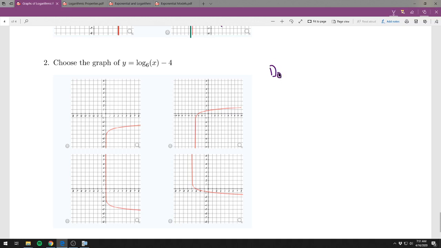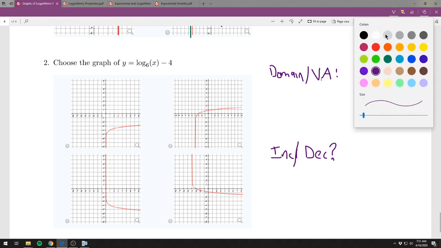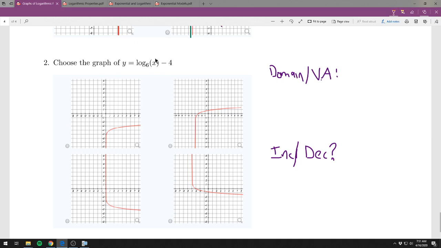Okay, so we want to look at the domain or the vertical asymptote or both. And we want to look at whether it's increasing or decreasing. All right, for this one here, what's very important about the domain, that's why I wanted to do this one. This -4 is on the outside. You only set the inside greater than 0. Do not do anything with that -4.